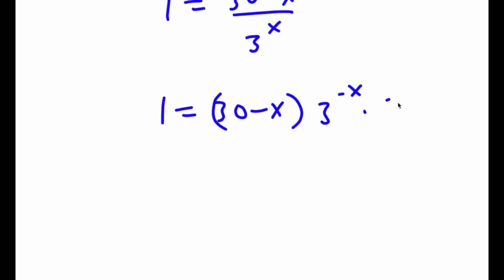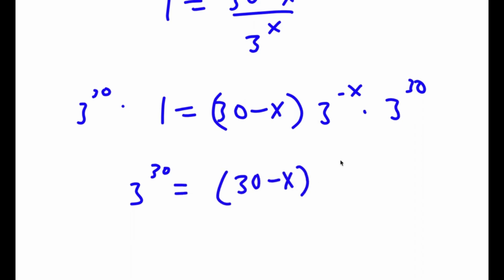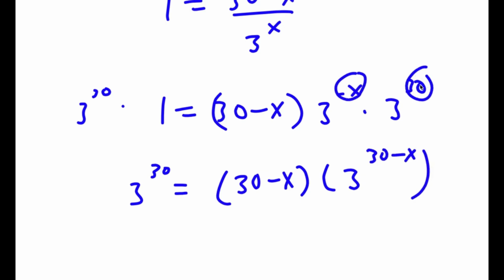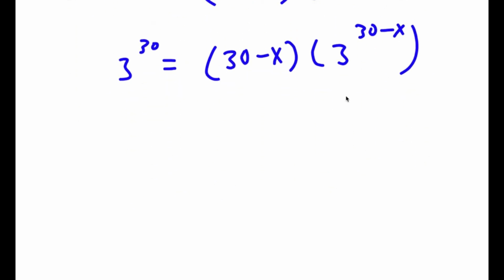So now I'm going to multiply both sides by 3 to the power of 30. So now I have 3 to the power of 30 is equal to (30 minus x) times 3 to the power of negative x times 3 to the power of 30. That's going to equal (30 minus x) times 3 to the power of 30 minus x, because these two exponents simply add with each other.